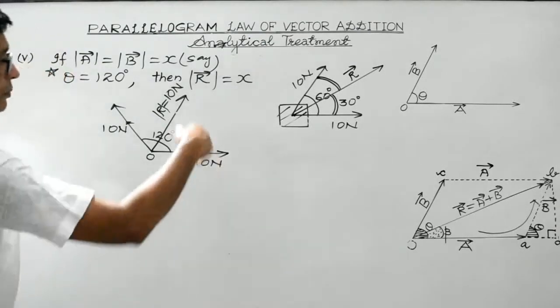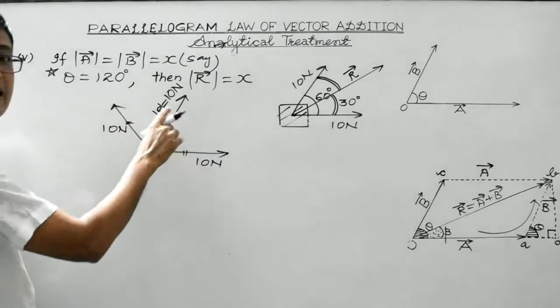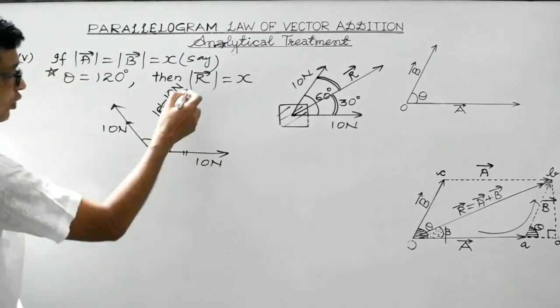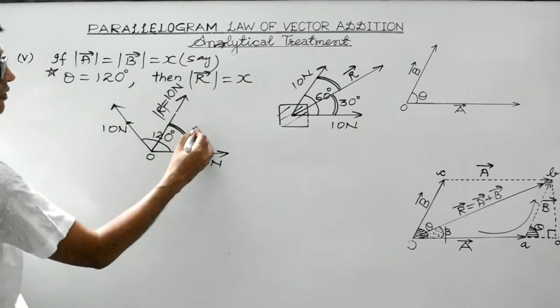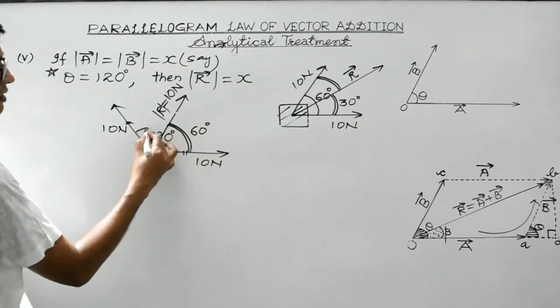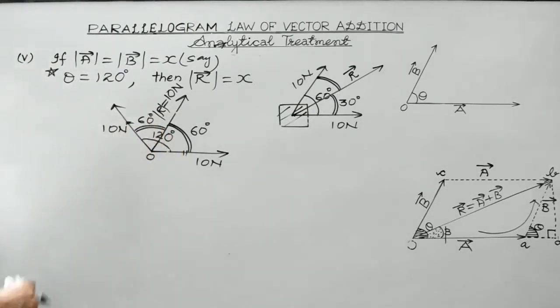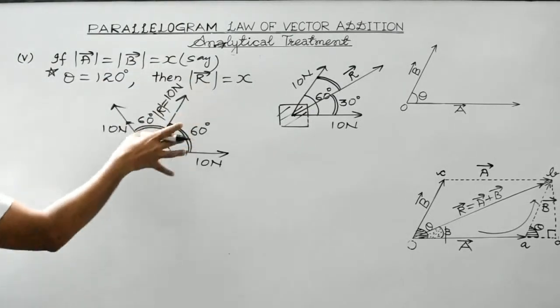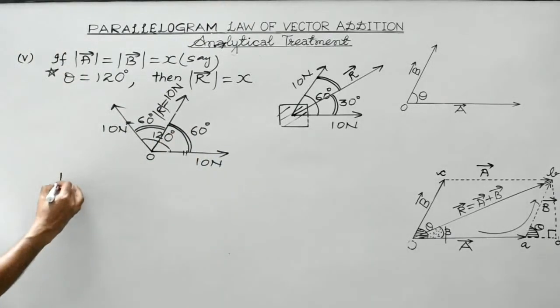And also in the previous case we have discussed, if the two vectors are of equal magnitude, then the resultant bisects the angle between them. So the resultant in this case will make an angle of 60 degree with either of the two given vectors, right? This is 60 degree, this will be also 60 degree. Clear, students? So this is what we intend to prove. So for that, let's consider this formula.